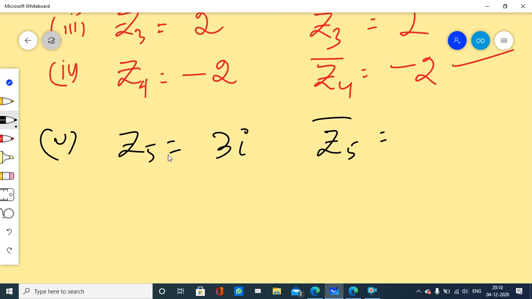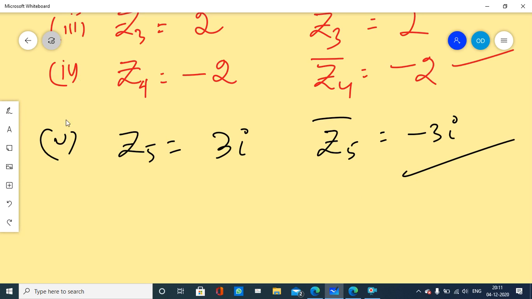It will be minus 3i. How? Think about it. While finding the conjugate, we do not touch the real part. Its real part is 0, so forget about the real part. We just reverse the sign of the imaginary part. The imaginary part in this complex number is 3, so we make it minus 3i. Get it?